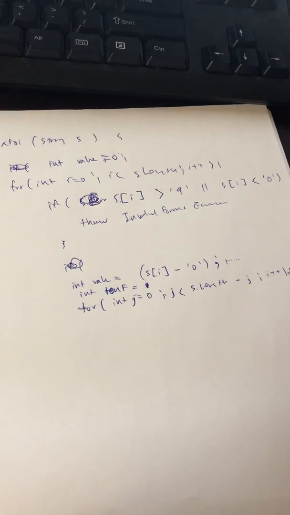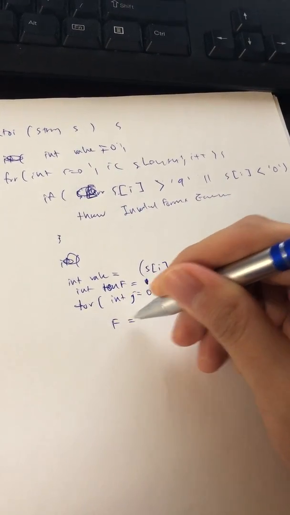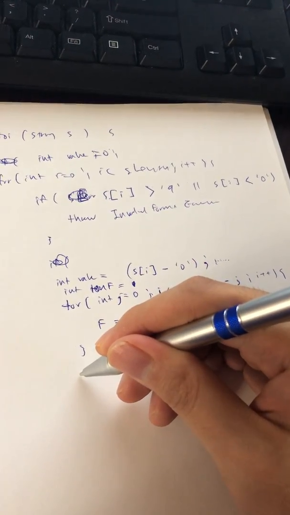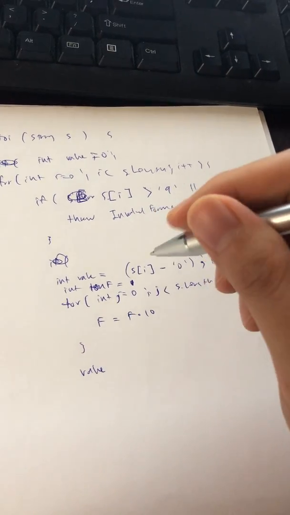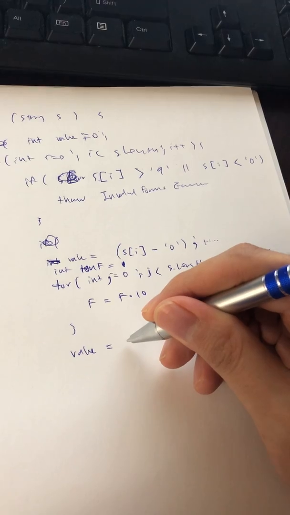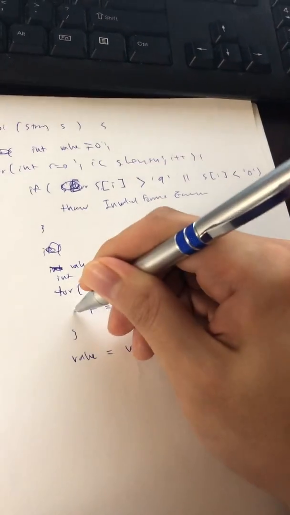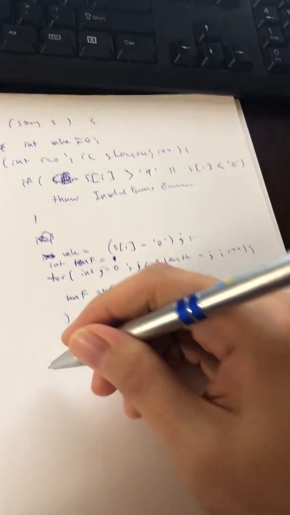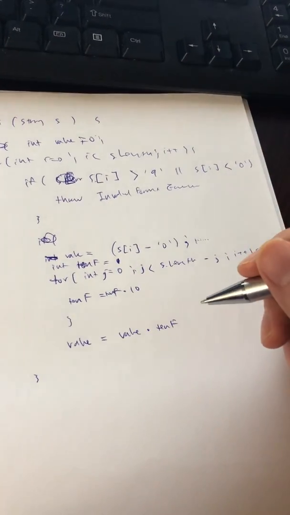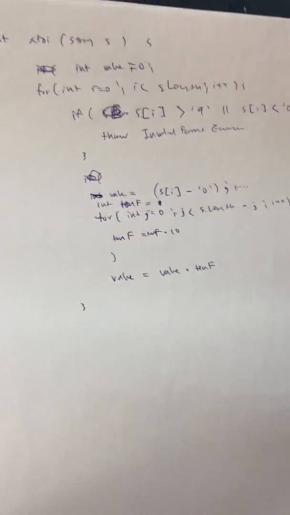So f is f times 10. Then I'm going to add to value. So there should be int value is equal to value times f. So if it's 0, you multiply by 1. In other words, you're multiplying in place with the 10th digit.